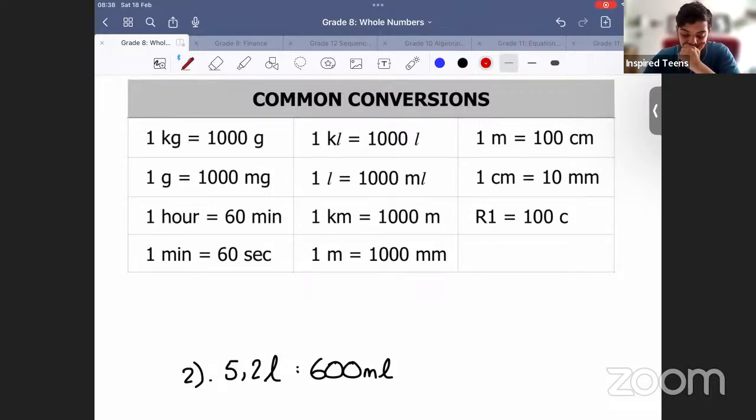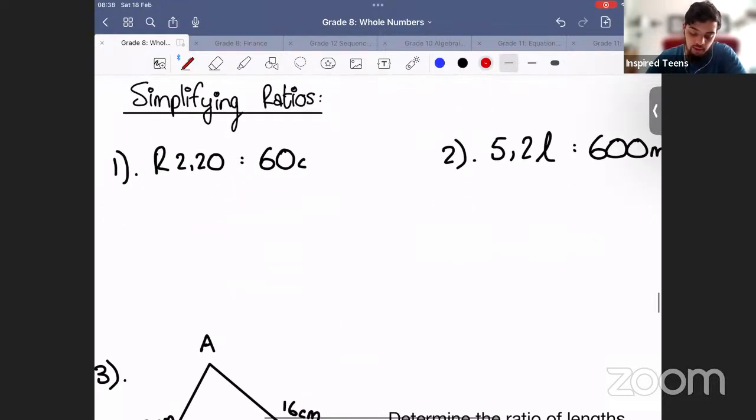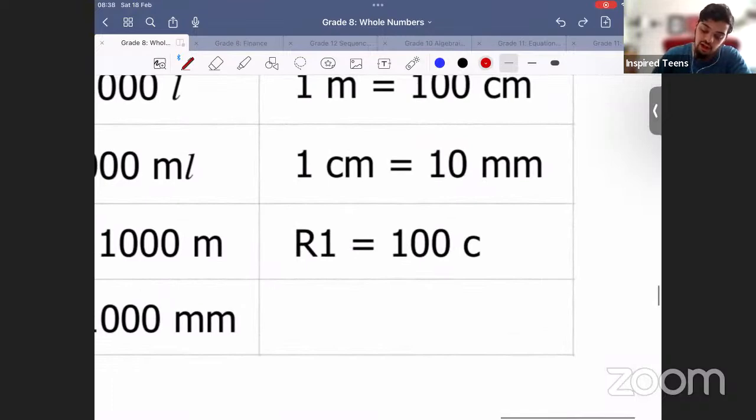Let's go through this first example, where I have 2 Rand 20 and I have 60 cents. Again, I cannot compare them because they are in different units, so I need to convert them to the same unit. Let's convert them to cents. I need to take 2 Rand 20 and convert it to cents. Remember, for each rand, we have 100 cents. So when we're going from rand to cents, we need to multiply. When we're going from cents to rands, we need to divide.